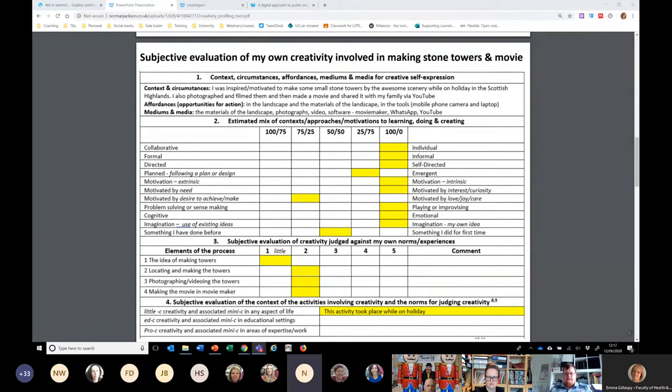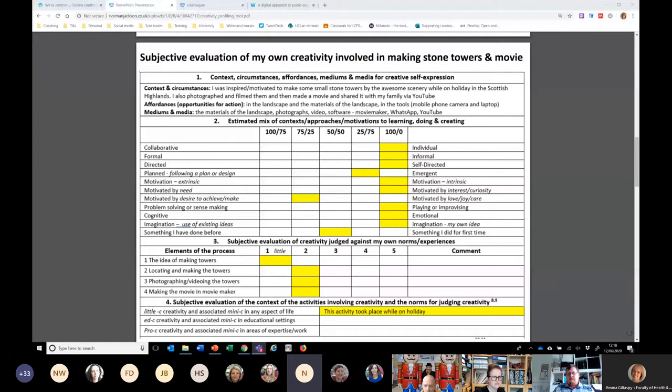I think once I'd built one tower, I wanted to build more. So there was a sort of process of wanting to make things on this holiday. I was definitely playing in this process. It was very emotional in the sense that it gave me a lot of pleasure in the experience. The imagination, yeah, it was my idea. I have seen, obviously, towers before on beaches, but it was my idea in this context. And something I've done before, I haven't made the towers, but what I have done is made movies. So those two came together there.